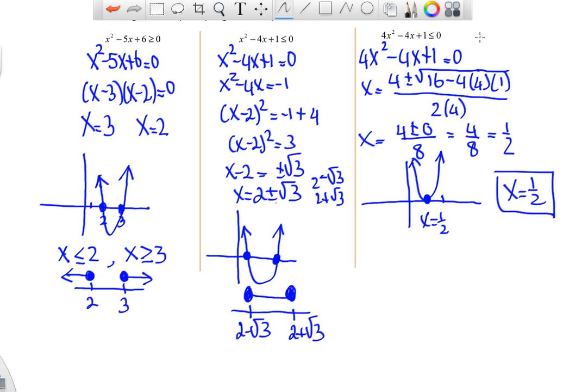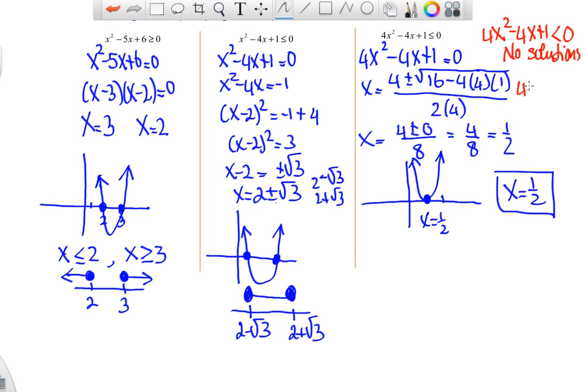If this inequality was for, let's do that in a different color, if the inequality said 4x squared minus 4x plus 1 is less than 0, well, it's never less than 0, so you would say no solutions.